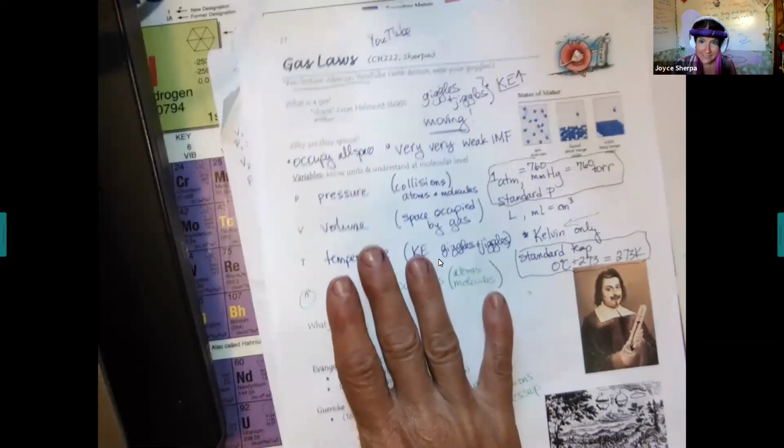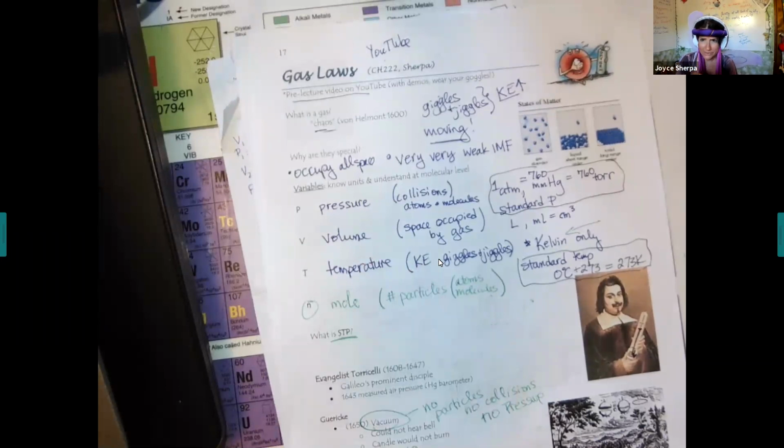So, gas laws. It's still the same notes. I think I posted the review, right? Is the review there for Thursday? Hopefully.